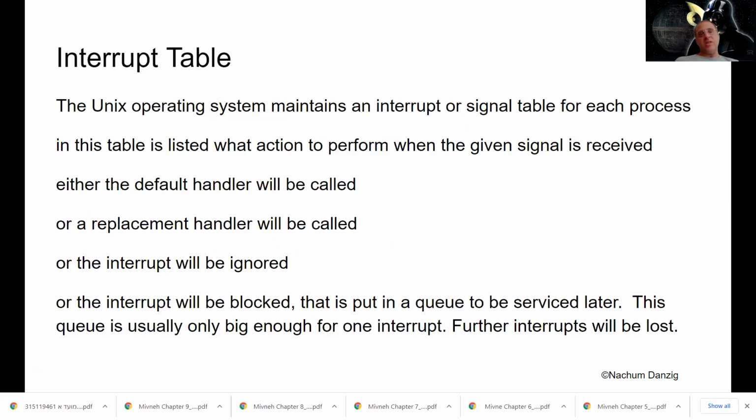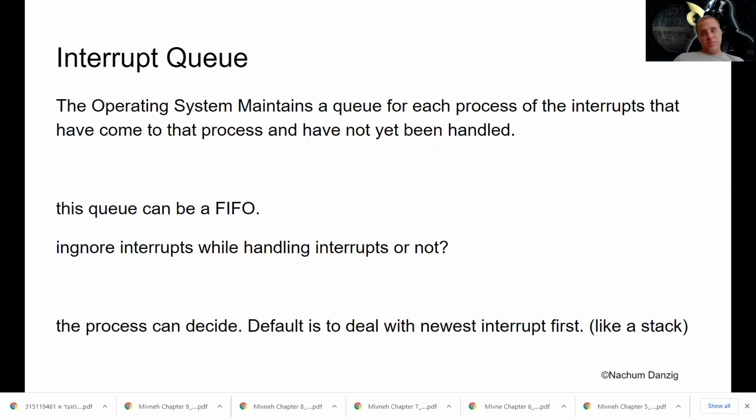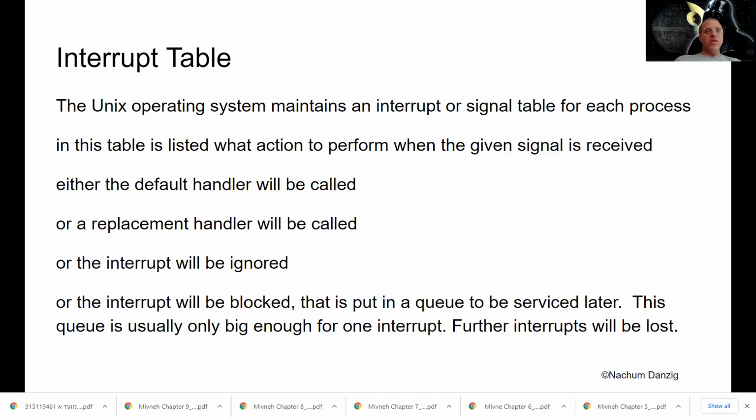So the UNIX operating system maintains an interrupt or signal table for each process. In this table is listed what action to perform when each signal comes. This is just talking about the fact there's a queue, something you have to understand. Then a new topic, which is that there's a table, not of the queue, but of what to do when each signal comes.